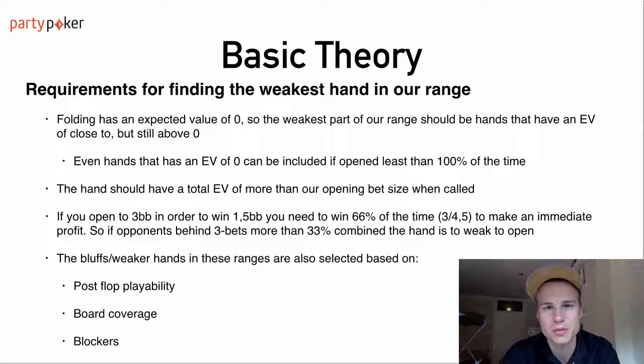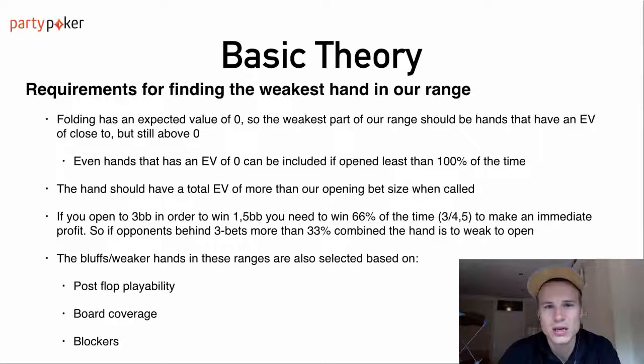If you open raise to 3 big blinds, in order to win the small and the big blind, which is 1.5 big blinds together, you need to win 66% of the time to make an immediate profit, meaning your opponent needs to fold 66% of the time. You calculate this by taking the raise size, which is 3, divided by your raise plus what's already in the pot. So what this tells us is that if your opponents behind you are 3-betting 33% or more combined, your hand is too weak to open since you would have to fold too often.